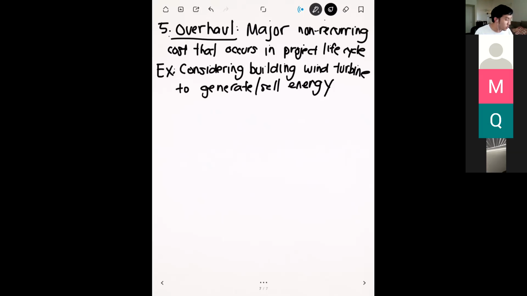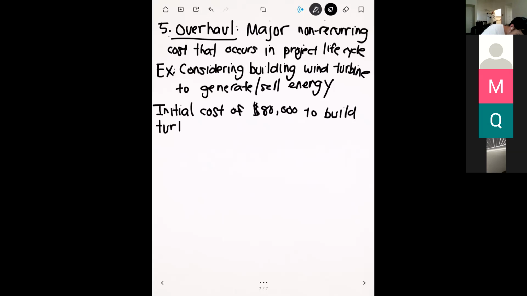To build this wind turbine, there's going to be an initial cost of $80,000. In addition, for every year that the wind turbine's in service, it's expected to cost $9,000 in maintenance. Over a 6-year lifespan, the wind turbine is expected to produce enough energy that you can sell for $24,000 a year.